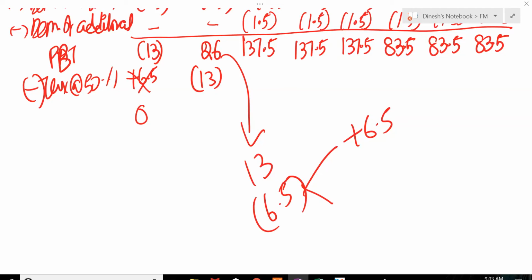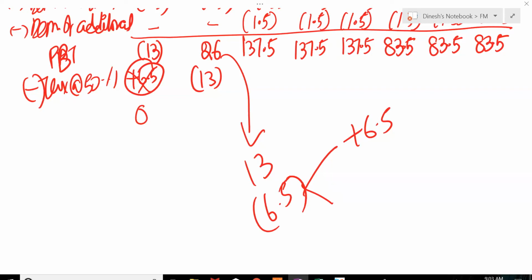It's a loss, right? I'm not paying. I'm plus 6.5. Plus 6.5 reduces my loss. It's a saving. I'm not paying. I'm adding this amount. No, plus 6.5. So you're not paying tax. You're saving tax. How do you save taxes?